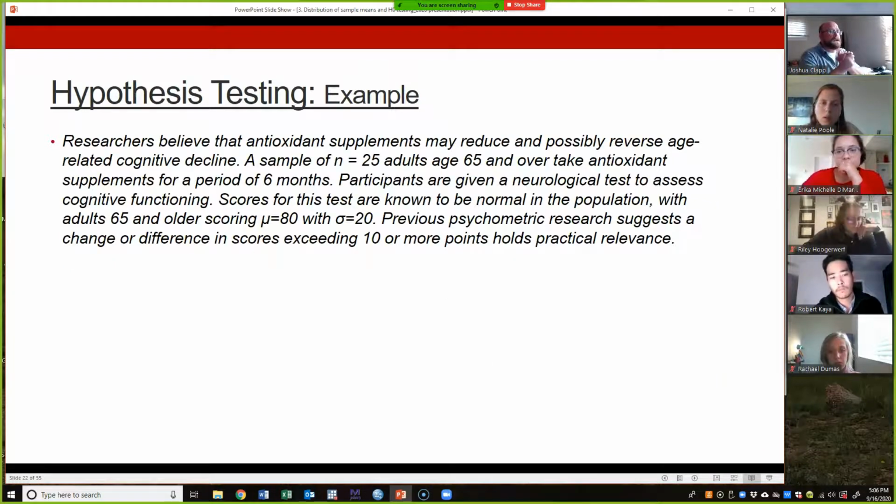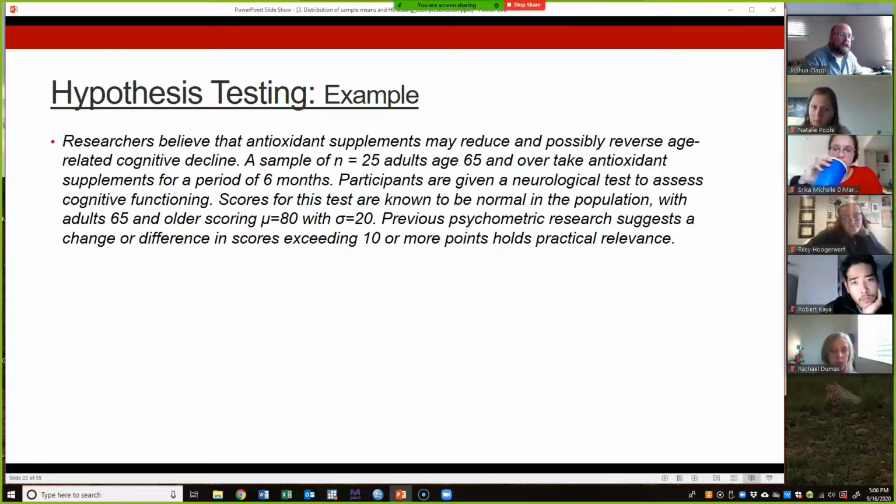All right. So let's run through an example here. The researchers believe antioxidant supplements may reduce and possibly reverse age-related cognitive decline. So what we've got is a sample of 25 individuals aged 65 or over who take antioxidant supplements for 6 months. Participants are given known neurological tests to assess cognitive functioning. Scores for this test are known to be normal in the population, with adults 65 and older scoring a mean of 80 with a standard deviation of 20.